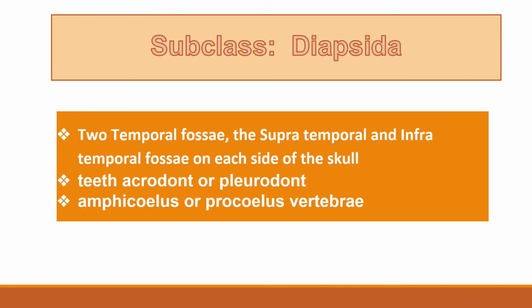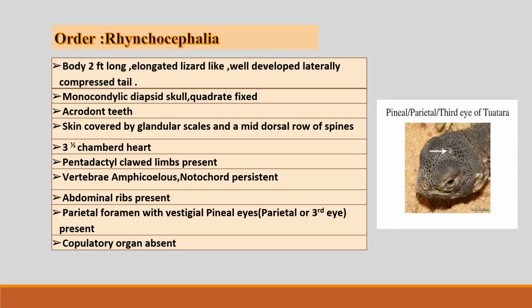Diapsid skull possesses both supratemporal and infratemporal fossae. These two are separated by postorbital and squamosal bones. Subclass Diapsida consists of three orders: Rhynchocephalia, Squamata, and Crocodilia. First about order Rhynchocephalia. Body is elongate and lizard-like. The skull is diapsid. Skin is covered by granular scales and a mid-dorsal row of spines. Limbs are pentadactyl, clawed, and burrowing.